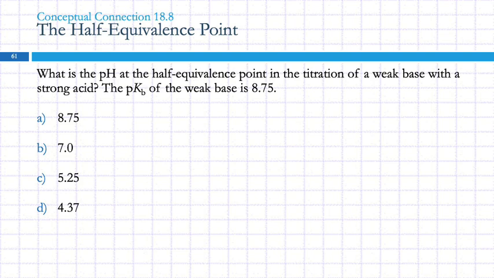Okay, what's the pH at the half equivalence point in the titration of a weak base with a strong acid? The pKb of the weak base is 8.75. So we're titrating a weak base. At the equivalence point, do we have a solution of weak base or weak conjugate acid?